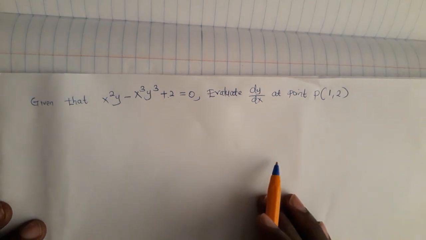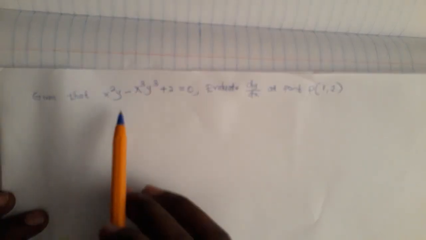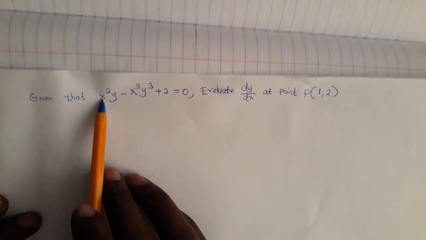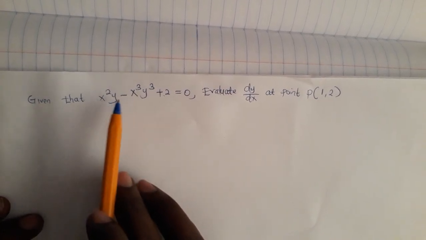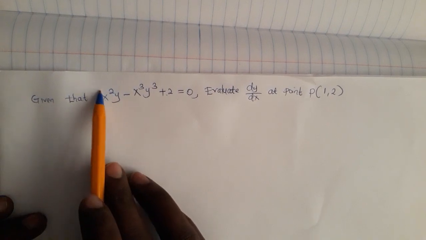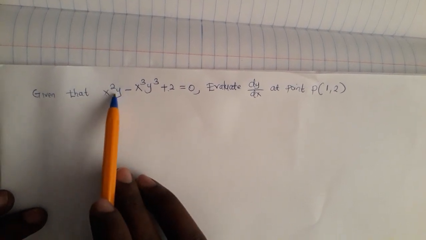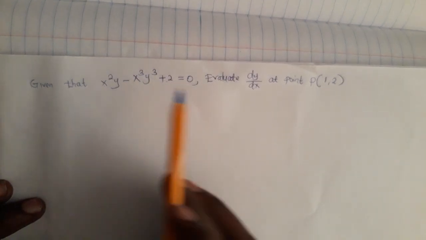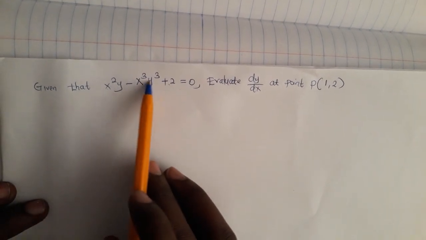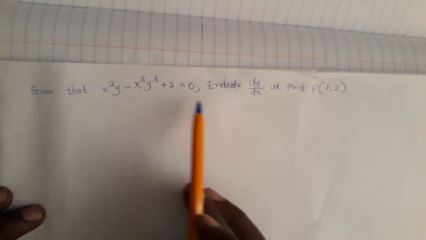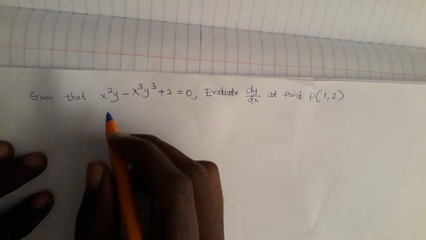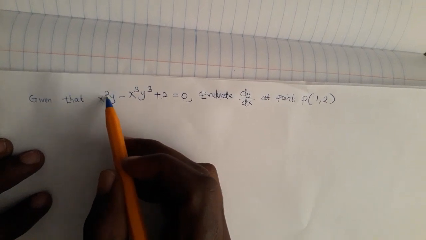So the first step here, we want to differentiate this with respect to x, and then we differentiate again with respect to y. So instead of differentiating with respect to x and then adding the differentiation with respect to y, you just differentiate it at once. So let us start. This is x squared y.